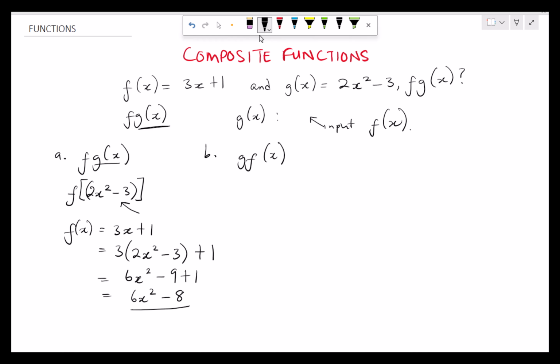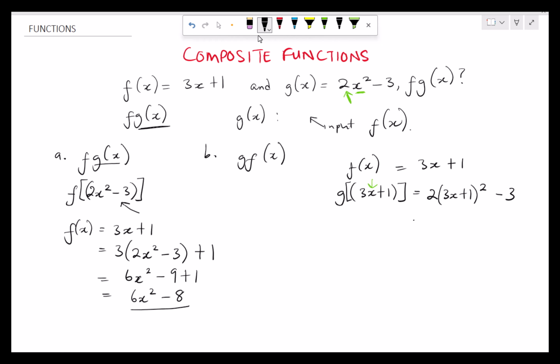Part B, we are going to start off with f of x. And we know that f of x is 3x plus 1. And now g, 3x plus 1 is going to give us g of x, right, is this one right here. G of x is this one right here. And wherever we've got this x, we're going to replace it with everything in this bracket. So we end up with 3x plus 1 squared minus 3.